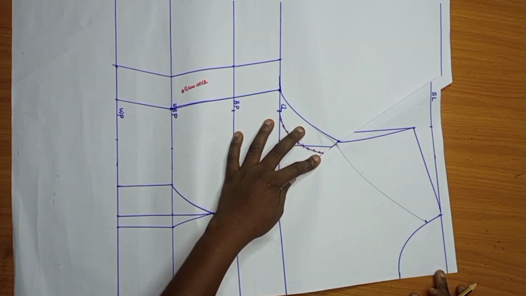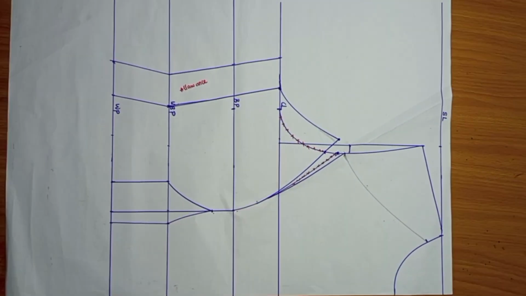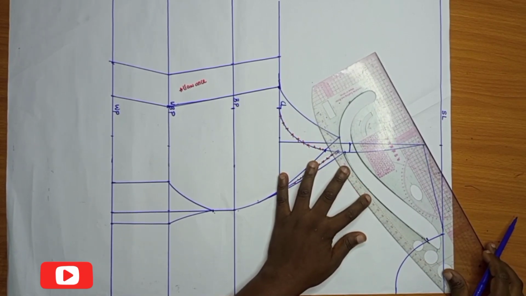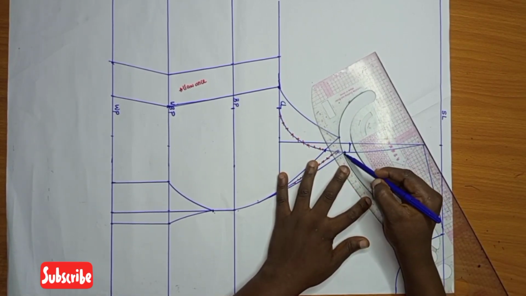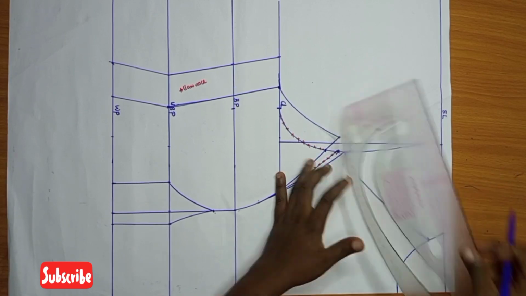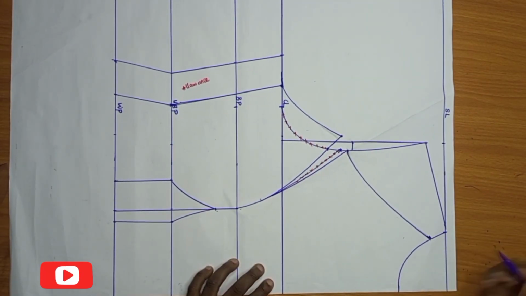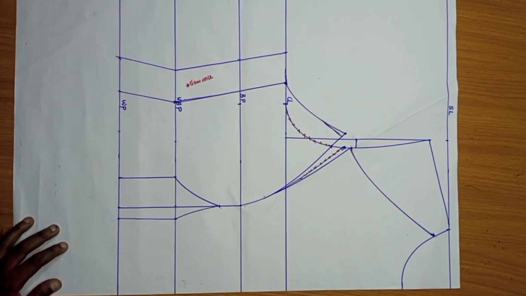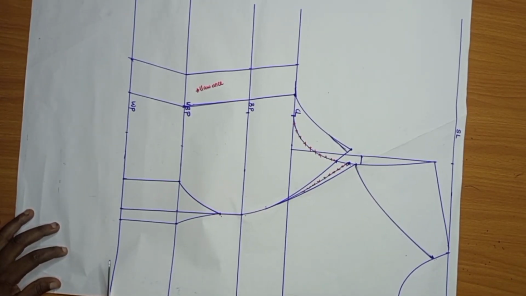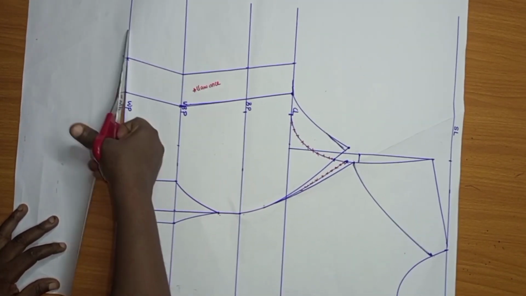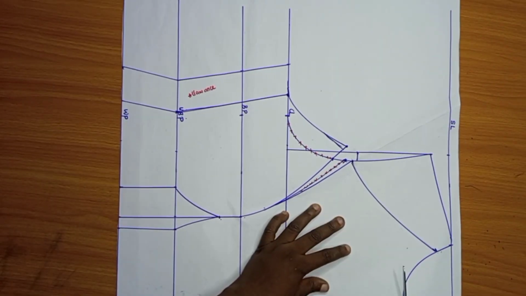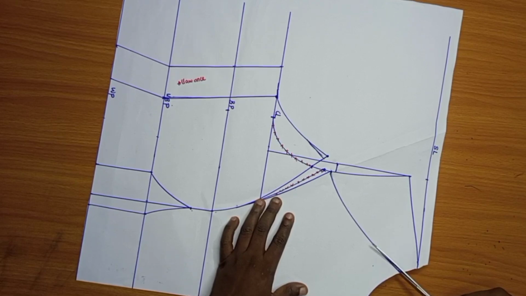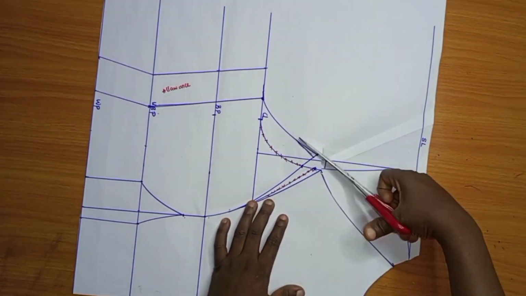Now after I'm done doing this, I'm going to use my marker to make that pencil line more visible. And this is it for the halter neck part. Now I'll go ahead to cut this out. They have different ways of cutting halter neck dresses, but this is one particular one that I love making use of.